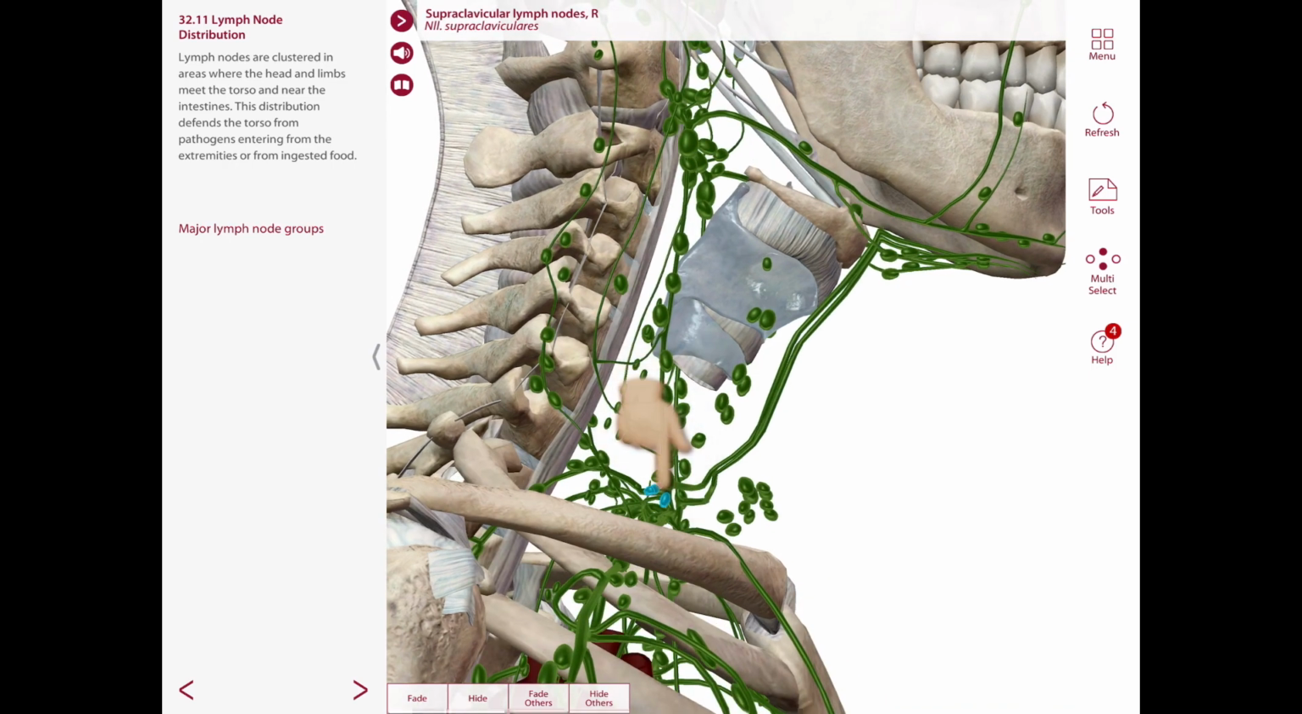We also have some nodes that are known as the supraclavicular nodes. These are referred to by clinicians as the sentinel lymph nodes or Virchow nodes because their enlargement can alert physicians to the possibility of malignancies in the thoracic and or abdominal organs.